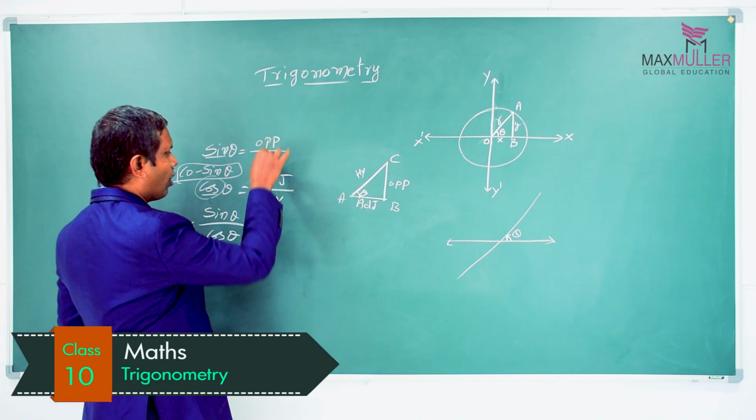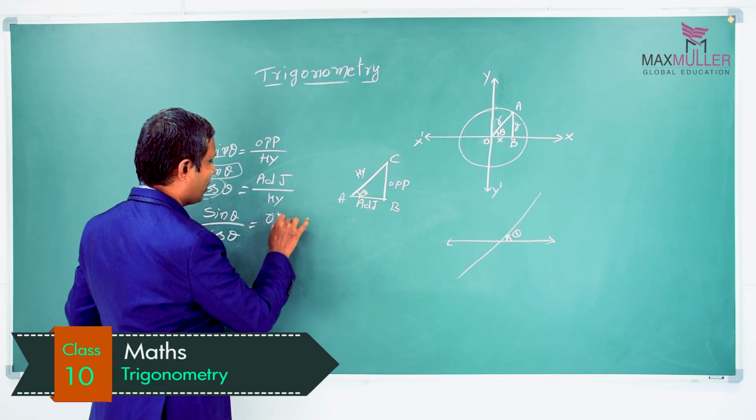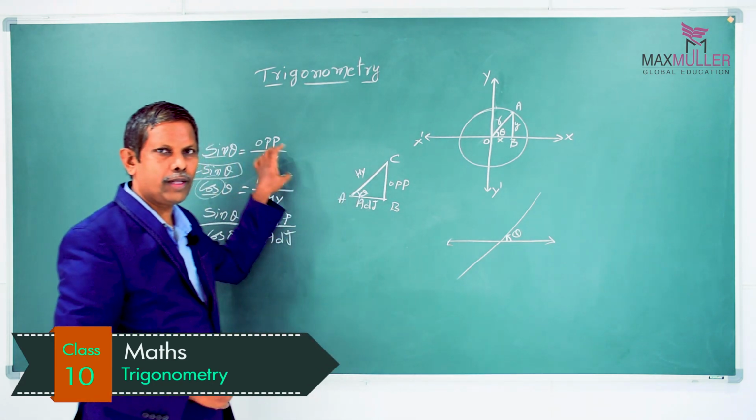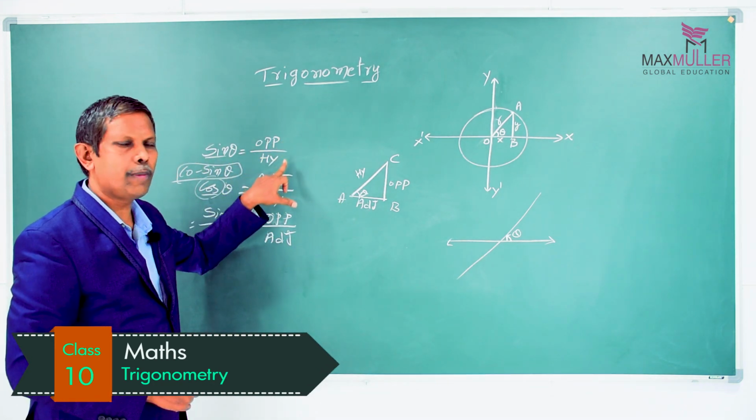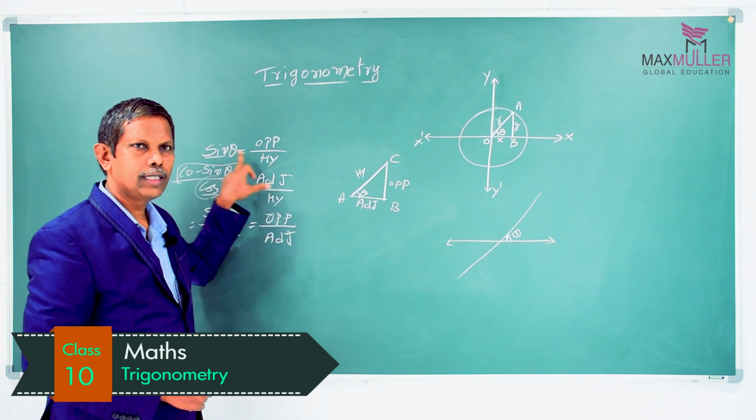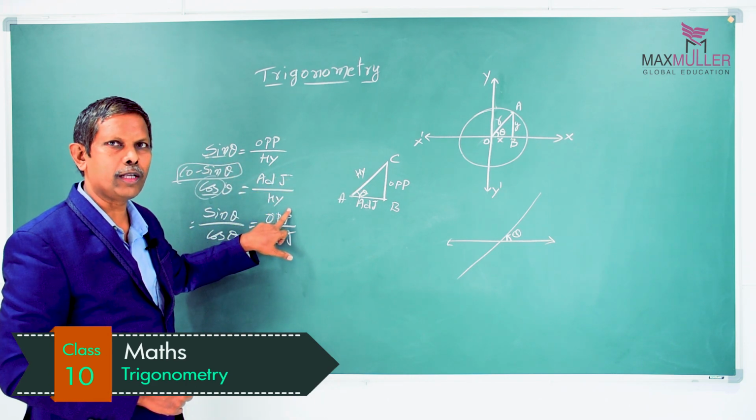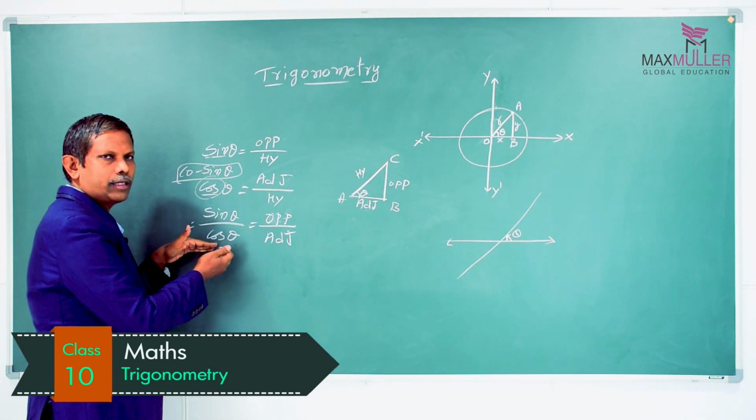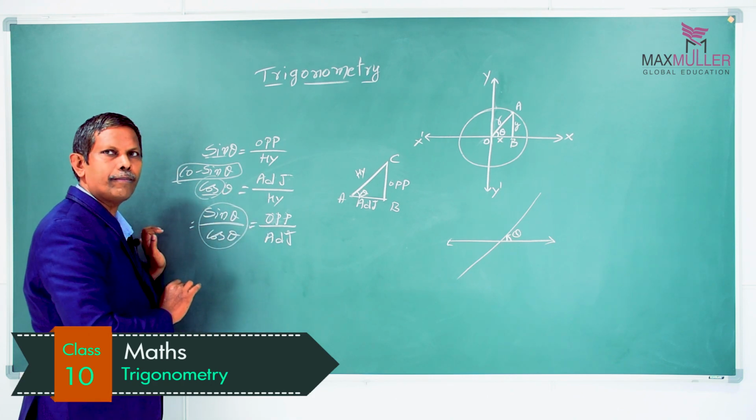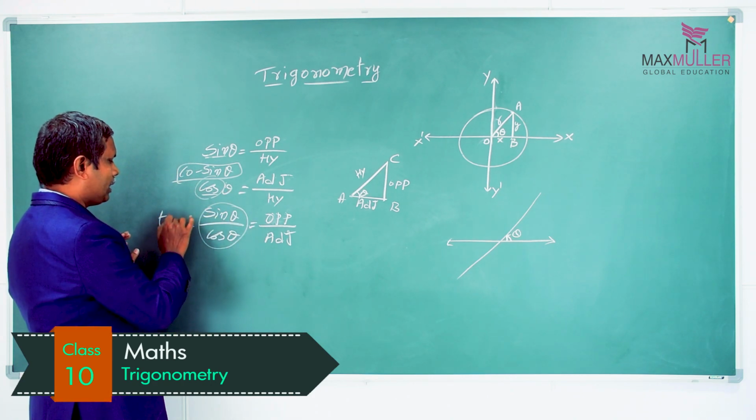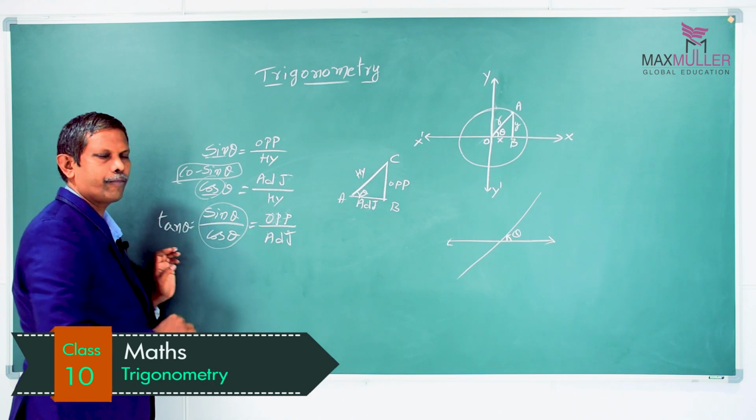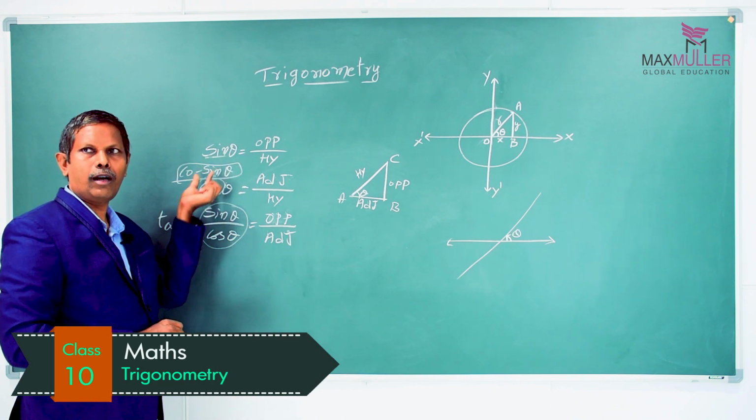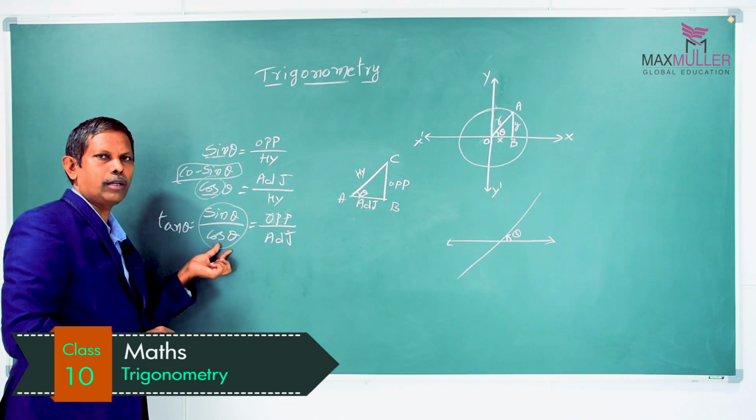First of all, they named these three ratios. Opposite by hypotenuse, they named as sin theta. Adjacent by hypotenuse, they named as cos theta or cosine theta. After that, sin by cos, they gave one more separate name for this ratio also. That is tan theta. So first they introduced these three ratios: sin, after that cos, after that sin by cos, tan theta.